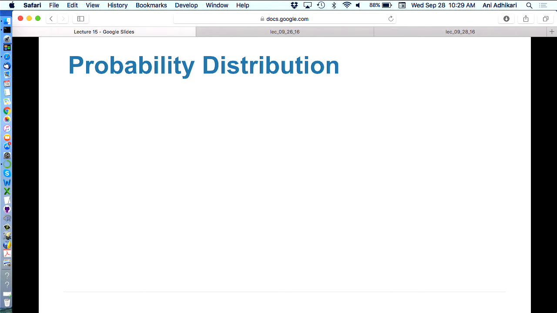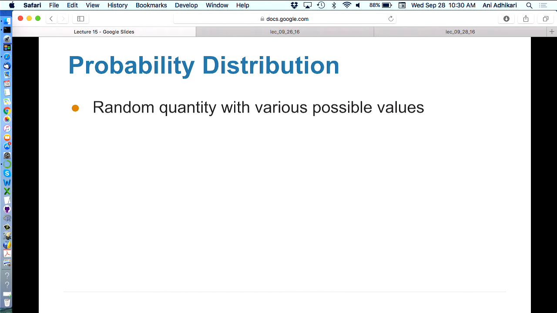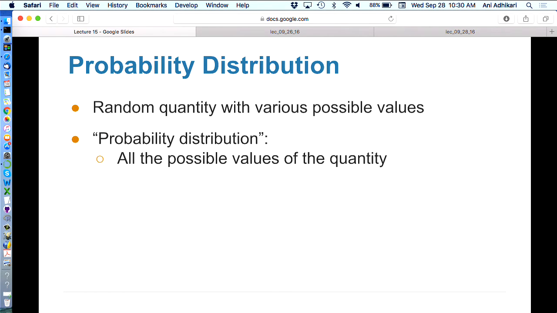All right, so I want you to start thinking about random quantities. And the example that we're going to start with is a very simple one. I want you to think of the number of spots on one roll of a die. This is a random quantity, and it has a bunch of possible values. What are the possible values, please? 1 through 6.